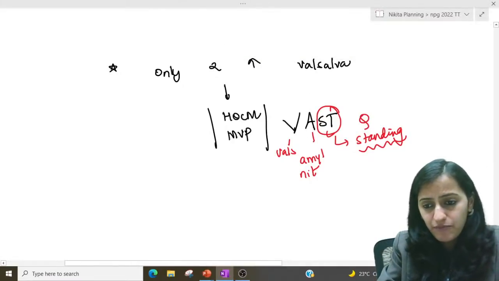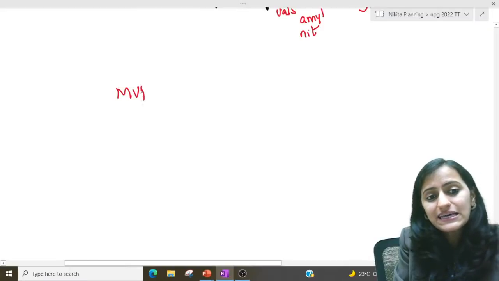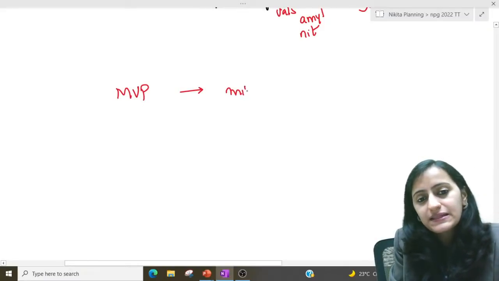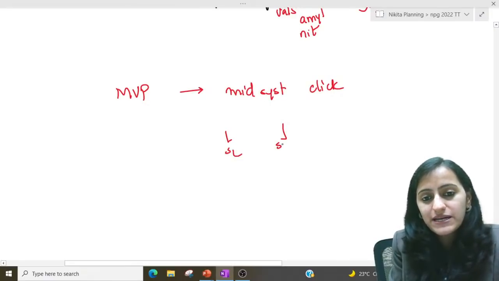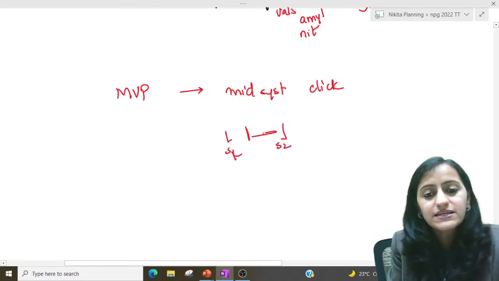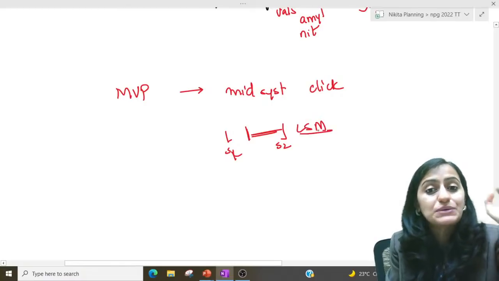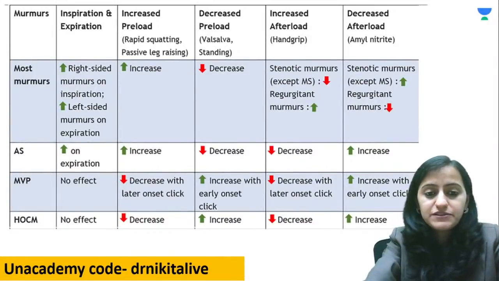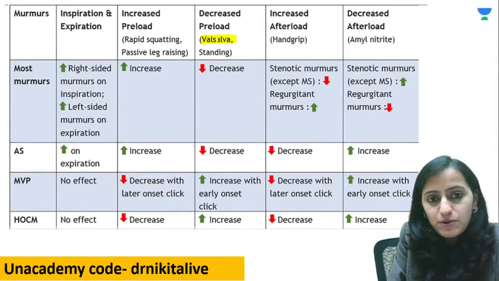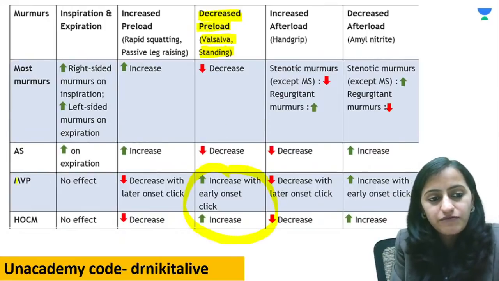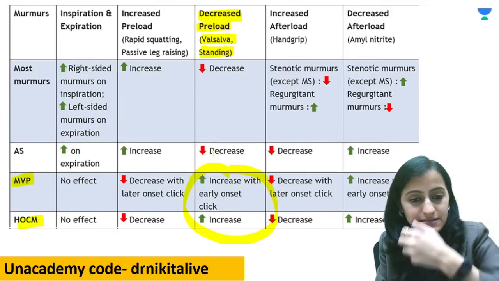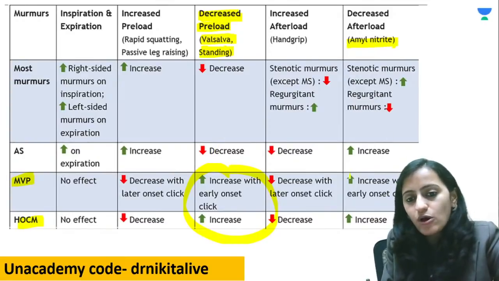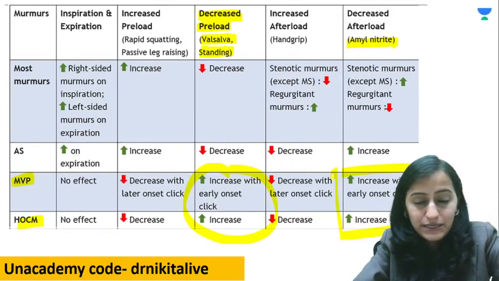And please do not forget, for mitral valve prolapse, what is the key word that you should be identifying? There is a mid-systolic click. So between S1 and S2, in systole, a mid-systolic click, and then there is a late systolic murmur. It is associated with Marfan's. So remember, Valsalva and standing basically decrease preload, which increases the murmur of MVP and HOCM, and also amyl nitrite.